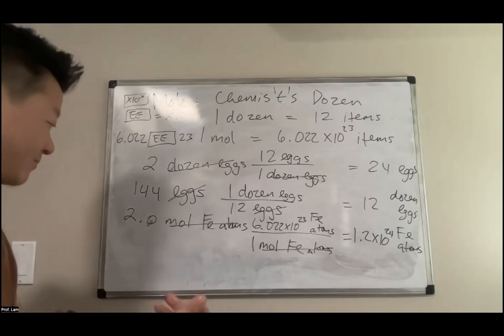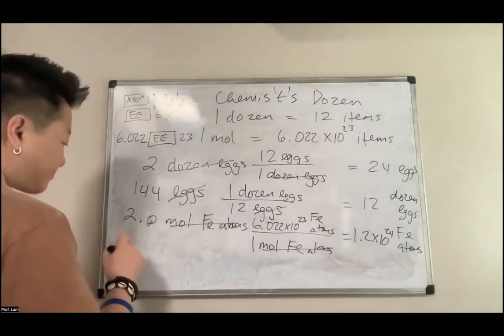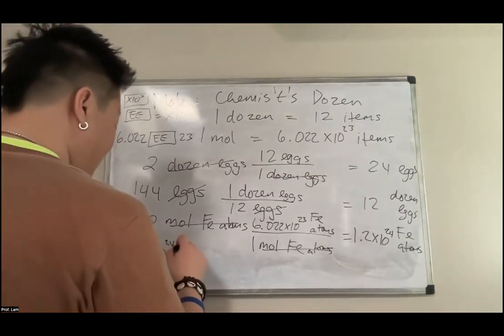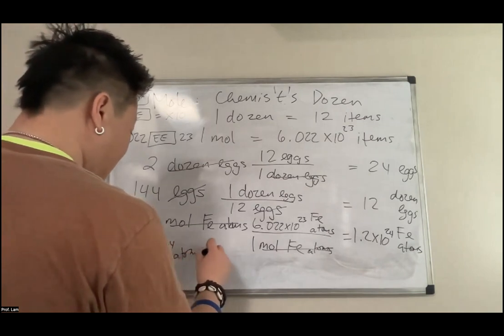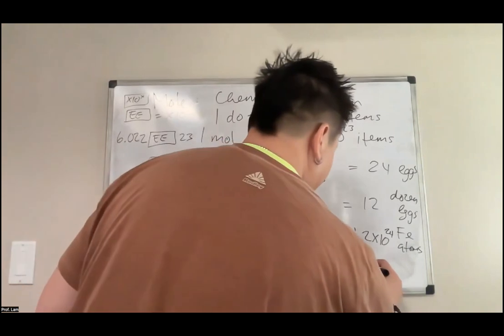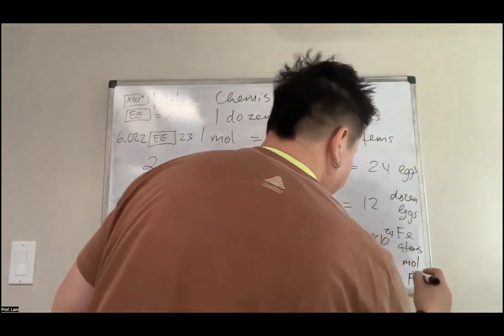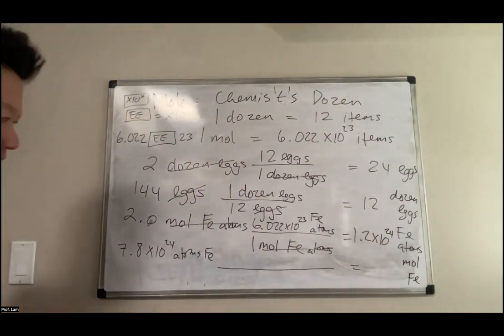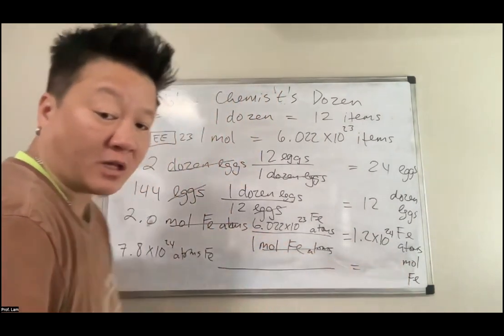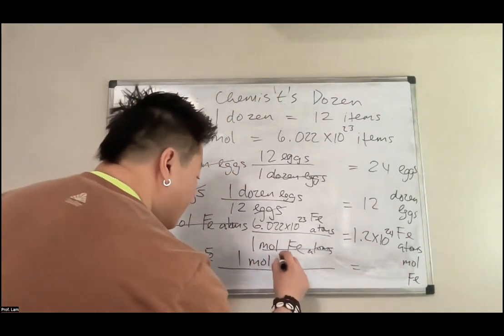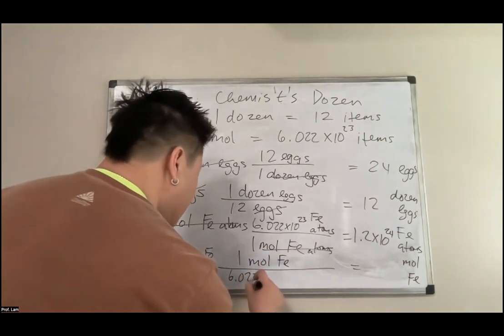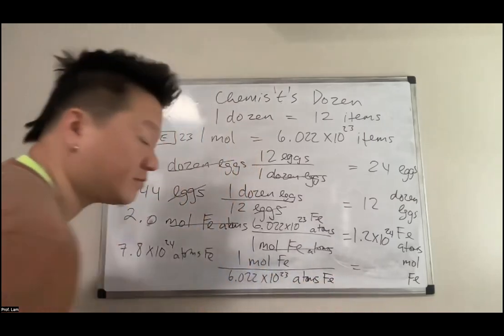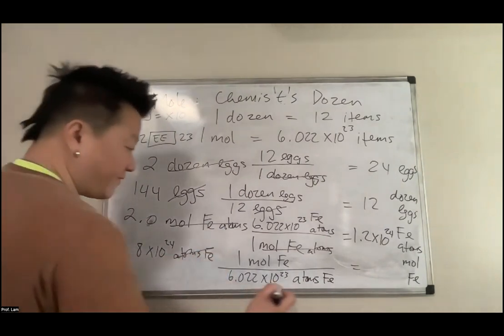Now let's do it the other way around. Let's say I have 7.8 times 10 to the 24 atoms of iron, and I want to know how many moles of iron that is. So again, I'm going to do the line. Well, now this time, mole needs to go on top, because we want mole out. So you're going to say 1 mole of iron is 6.022 times 10 to the 23rd atoms of iron. Okay, so atoms of iron cancel.